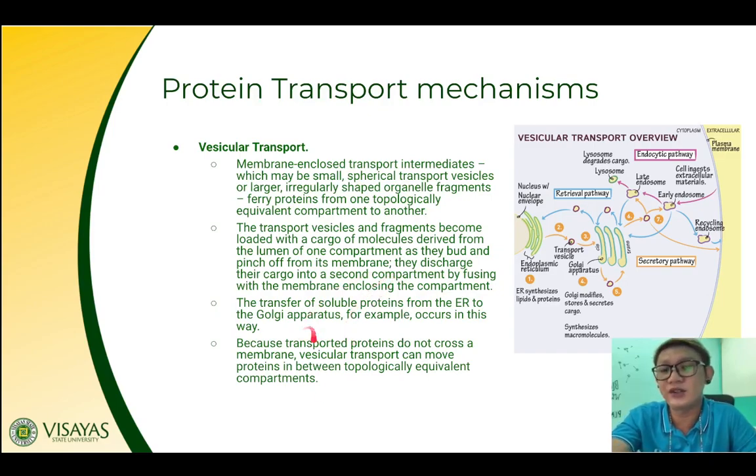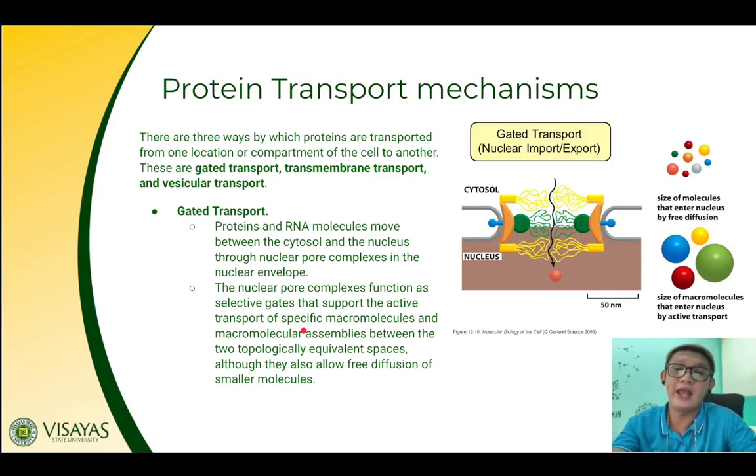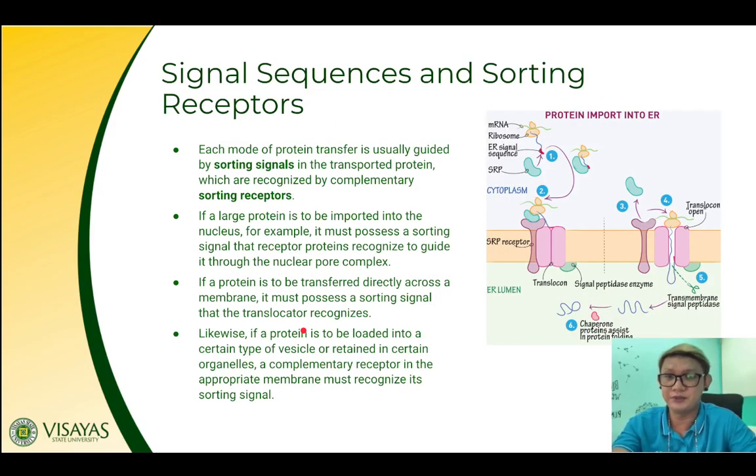So because transported proteins do not cross a membrane, vesicular transport can move proteins in between topologically equivalent compartments only, like the ER, the Golgi, and outside of the cell. So they do not cross the membrane. They are transported by a vesicle that will bud off and will fuse with the other compartments. We will talk more about vesicular transport in our next lesson. So for this lesson, we will be focusing more on gated transport and transmembrane transport.